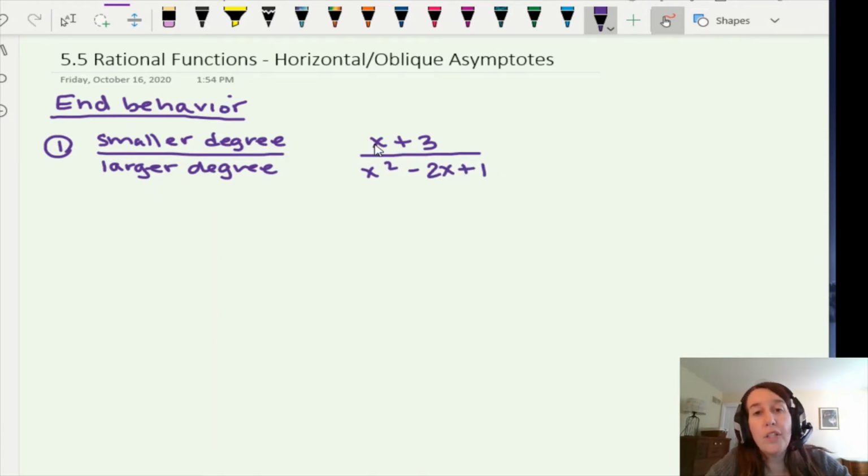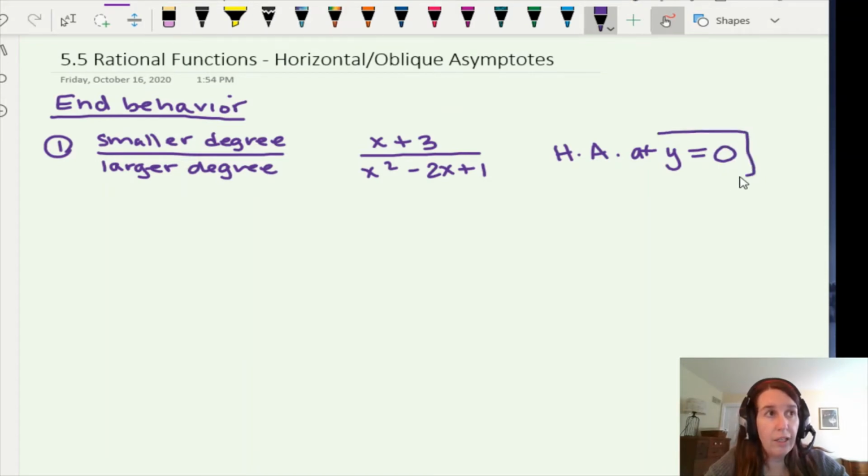Okay, notice the degree on the top is 1 and the degree on the bottom is 2, right? Anytime we have a smaller degree over a larger degree, this is the one we've already talked about. We have a horizontal asymptote at y equals 0.